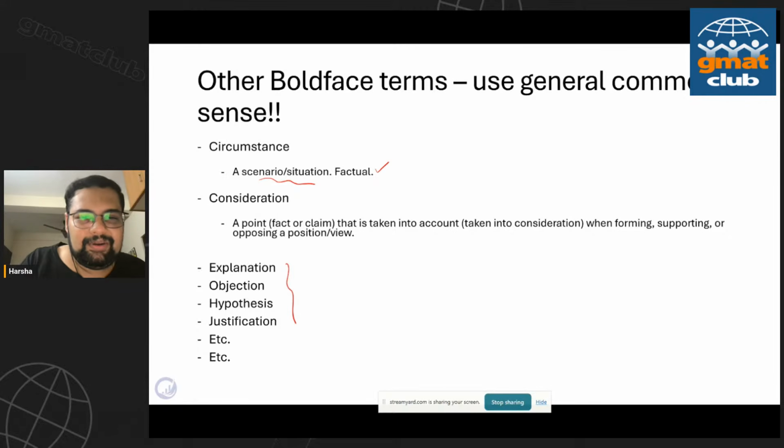So you would have a lot of different words. Invariably, once in a while, you'll see a boldface question where you'll see a term that you haven't seen before in a boldface context. Your job is to just think real life and figure it out. Usually, it's more than enough. If I give you the word objection, you can figure out what an objection means, right? I'm objecting to something, right? So things like that.